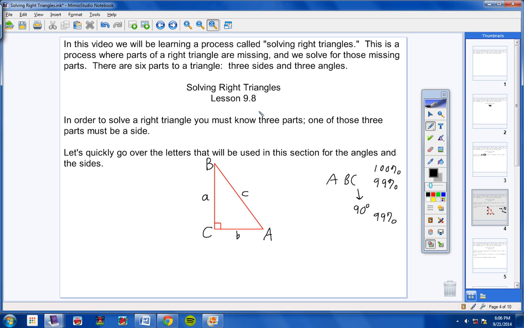And then 100% of the time, whatever the angle is, you always use the lowercase letter for the side across from this angle. So whatever angle A is, the side across from it will be little a. Whatever angle B is, the side across from it will be little b. And whatever angle C is, the side across from it will be little c.